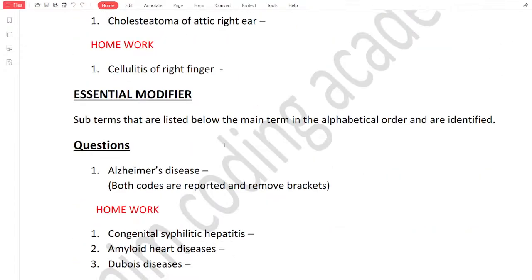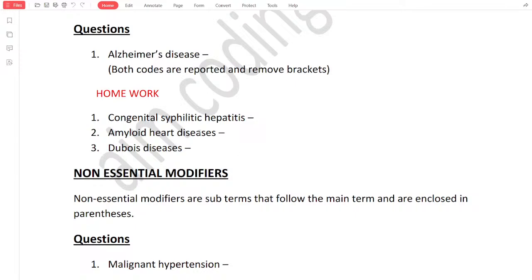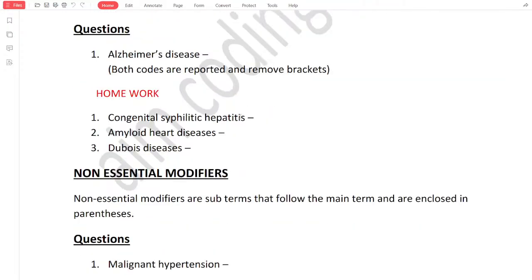Okay. Also a homework is there. Next is essential modifier. Subterms that are listed below the main term in alphabetic order and are identified. Alzheimer's disease. Both codes are reported and remove the brackets. This type of codes: congenital syphilitic hepatitis, amyloid heart disease. So, what is the main term? Identify the main term and code it.